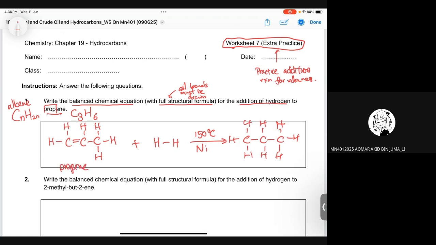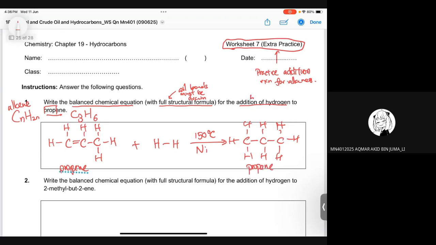Just to finish up, after I add the hydrogen, what will my product molecule be called? Propane. Yep, this is propane. So as mentioned, addition of hydrogen converts your alkene to alkane. Okay, just take note of that.